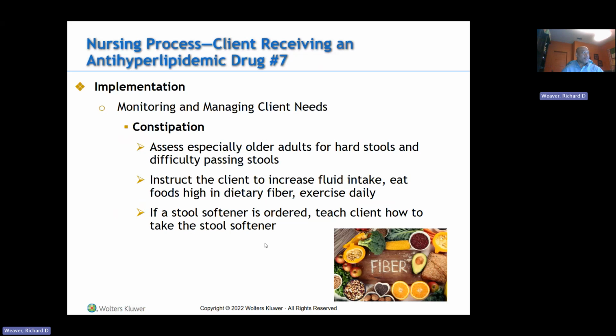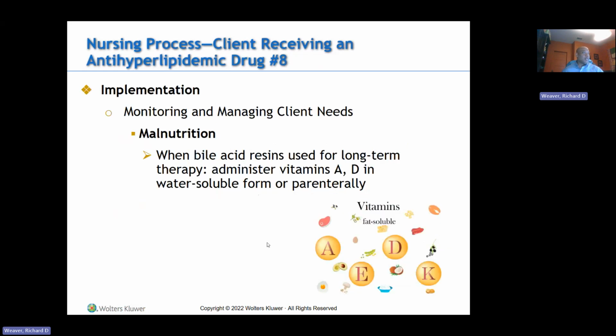Think about our patients with constipation, because some of these drugs can lead to that. Especially your older patients, you want to make sure you're instructing them on foods that are high in roughage, right? Fiber, if you will. You have to inform them to drink more fluids if it's not contraindicated. Exercise, of course, can help. Stool softeners might be necessary, and then how to take it. But the high fiber diet is really preferable.